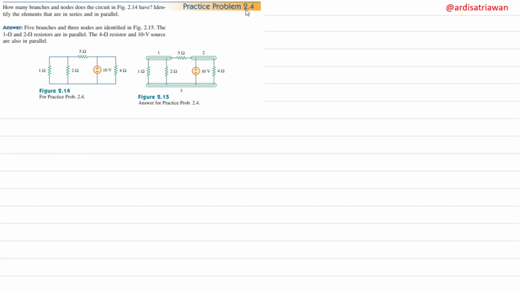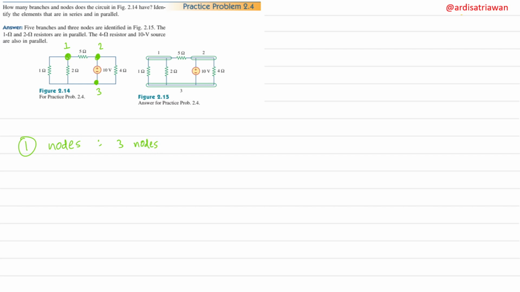So practice problem 2.4. How many branches and nodes does the circuit in the figure 2.14 have? Identify the elements that are in series and in parallel. So this is the circuit here, and I will mark the nodes one by one. So this is the first one, we are asked to find the nodes. So this is clearly the nodes here. This is nodes number 1. And then this is nodes number 2. And then the bottom one here is nodes number 3. So we will have 3 nodes.